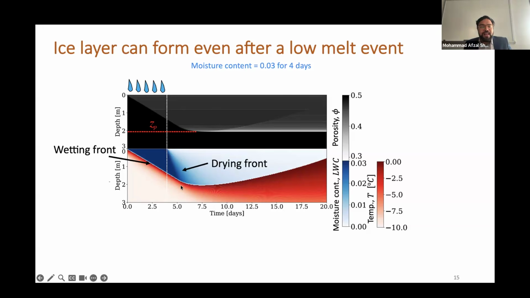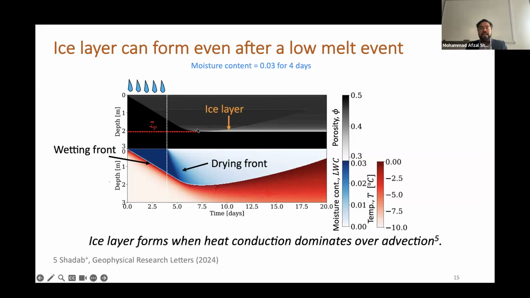And when that happens, at that point, you could see that the heat conduction is becoming dominant, as shown by these diffuse temperature contours. We think that conduction at that point localizes the freezing to form a nice and crisp ice layer, which is a sharp reduction in porosity.